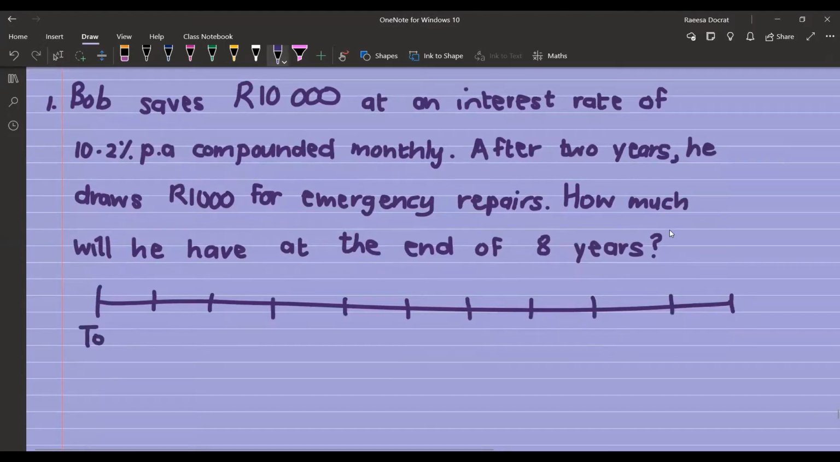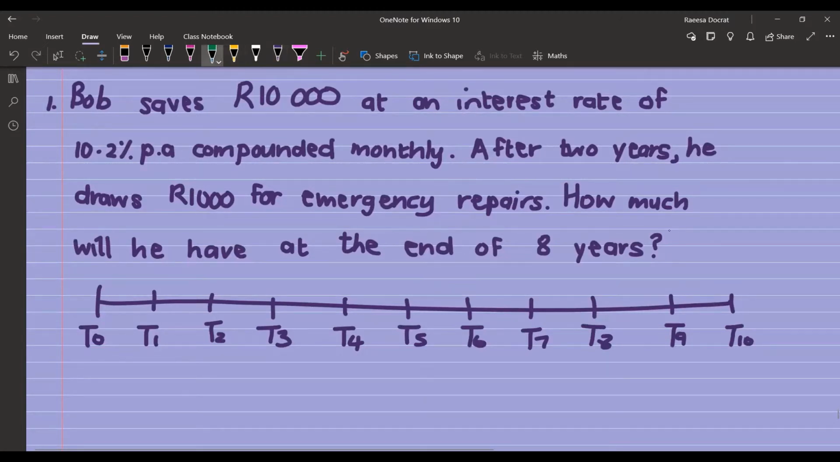Okay, so let's illustrate the information on a timeline, as it is a tool that we use to aid us in calculating and organizing the information related to what we need to calculate. So over here, we're going to indicate that he's initially put in 10,000 Rand, so at time 0, we have 10,000 Rand. And then he has withdrawn 1,000 Rand at time 2. So I'm going to put it in curly brackets so that we know that it's a withdrawal, as in he's removing that amount. And the question is, how much will he have at the end of 8 years?